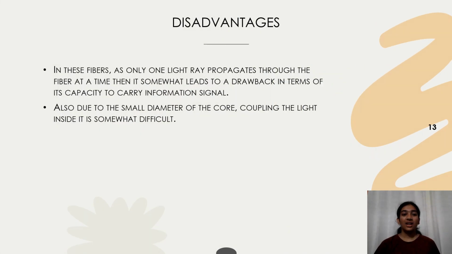Disadvantages: as only one light ray propagates through the fiber at a time, it somewhat leads to a drawback in terms of its capacity to carry information signal. Also, due to the smaller diameter of the core, coupling the light inside it is somewhat difficult.